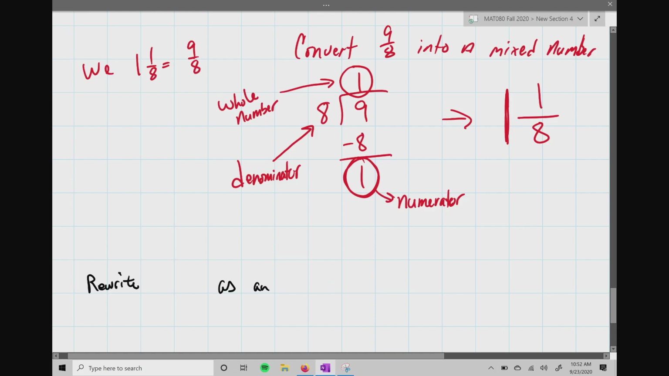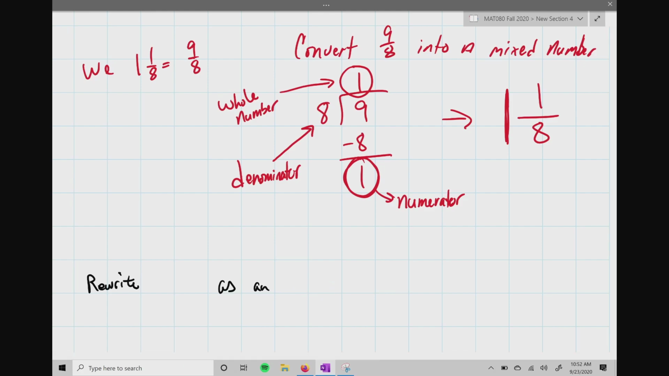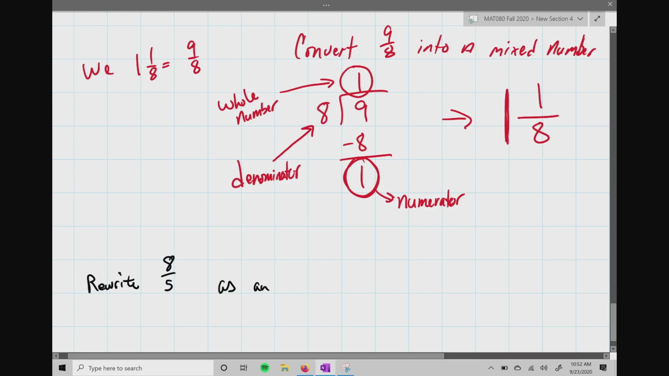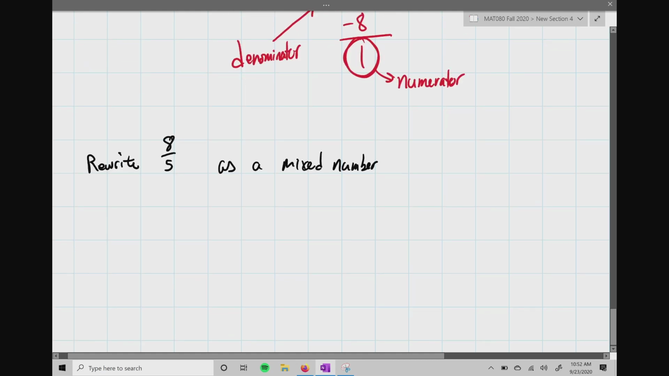Caitlin, give me 2 numbers. 5 and 8. All right. Thank you, Caitlin. So rewrite 8/5 as a mixed number. Just divide. That's it. 5 goes on the outside, 8 goes on the inside. 5 goes into 8 once with a remainder of 3.